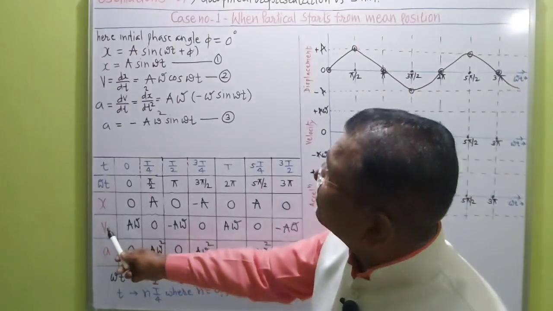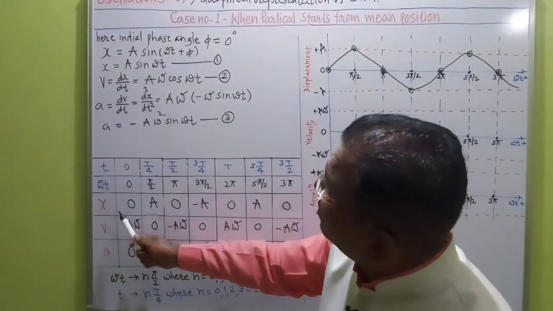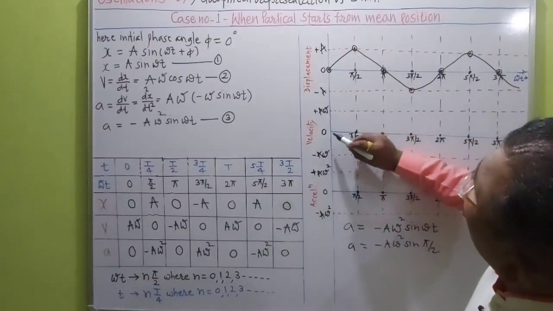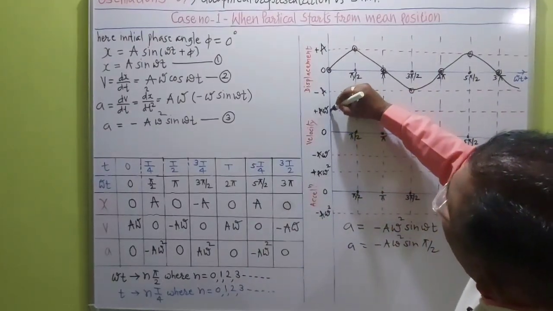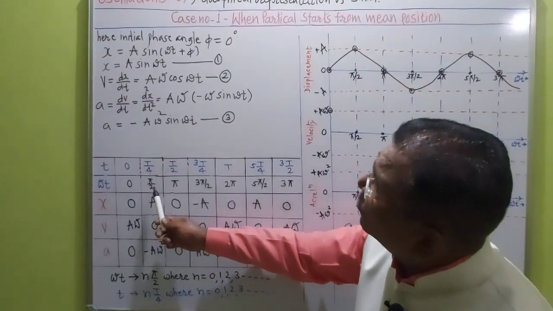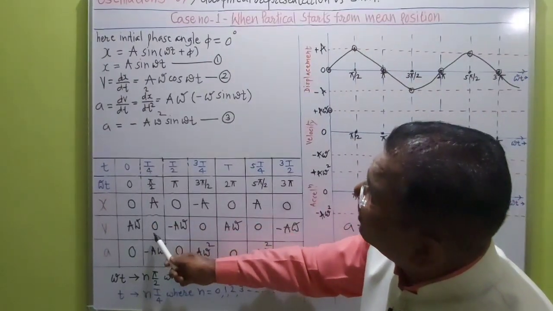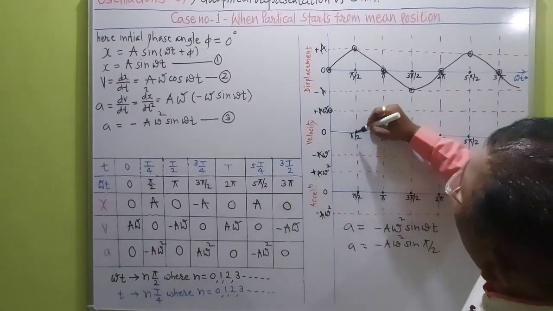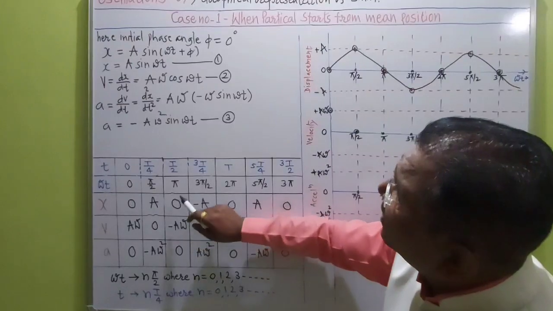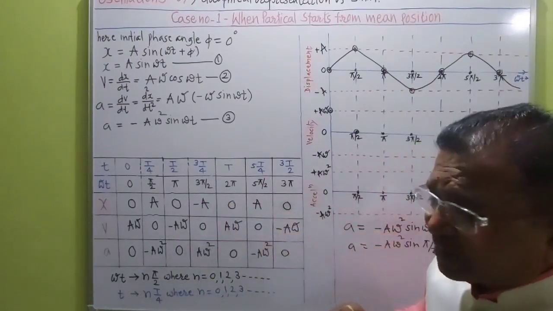See velocity. At omega t is equal to 0, velocity is A omega. Where is omega t? Omega t is 0, velocity is A omega. We get a point here. Then omega t is equal to pi by 2, we get velocity 0. Pi by 2, velocity 0 here. The next point: omega t is equal to pi, velocity is minus A omega.